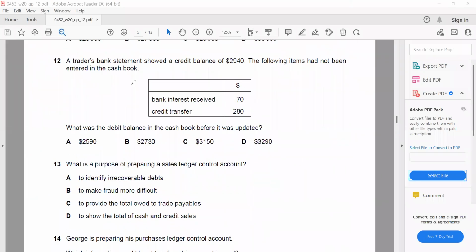The next one, a trader's bank statement shows a credit balance. So a bank statement credit balance is a good thing. Okay. The following items have not been entered in the cash book. So what was the debit balance in the cash book before it was updated? Okay, let's see.